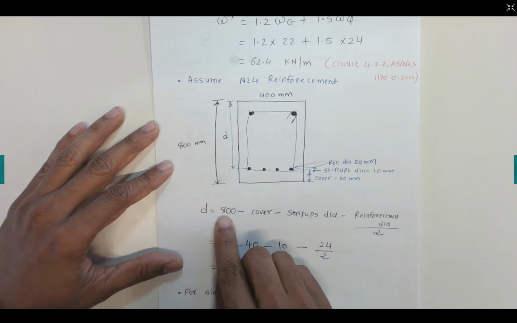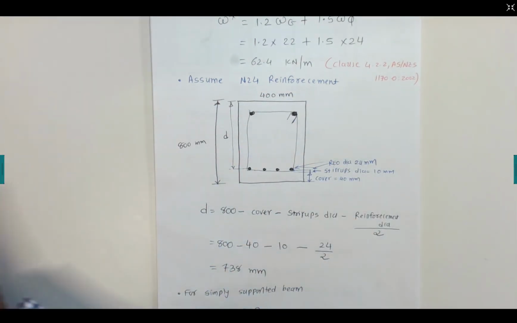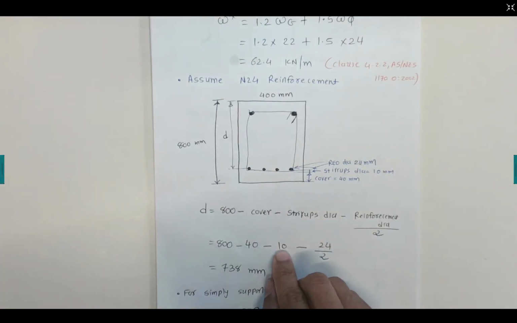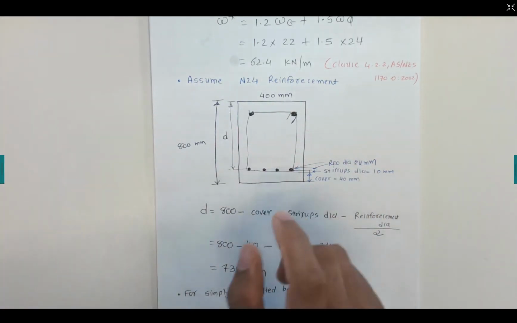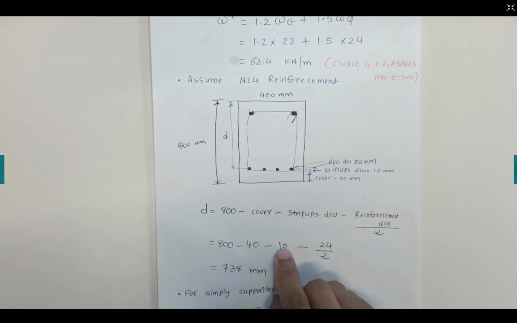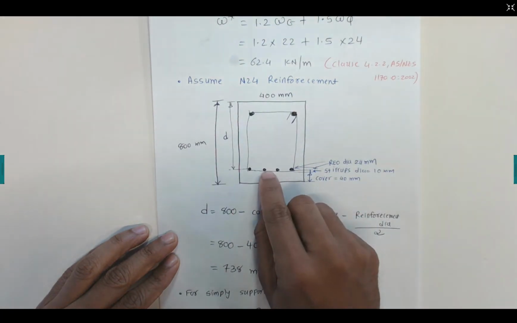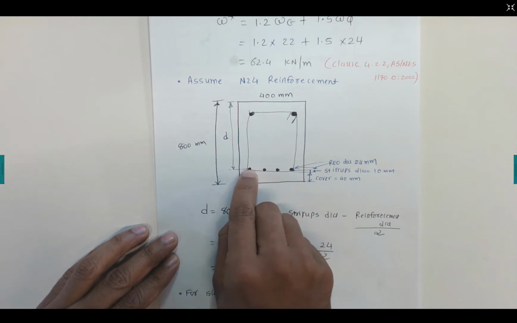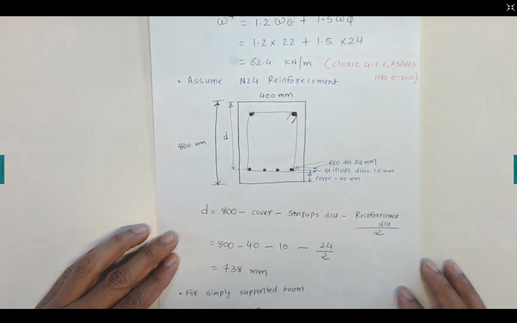So small d is 800 minus this cover 40 millimeters, that is given here in the question. Cover is 40 millimeters, minus the stirrups that are used to hold the reinforcement. That stirrup is also given, R10, 10 millimeter stirrups, so take away the stirrups, minus, we assume 24 millimeter diameter bars, so we just need to half 24, so that is measuring from the center of this reinforcement to the top. That gives us 738. So this depth is 738 millimeters.